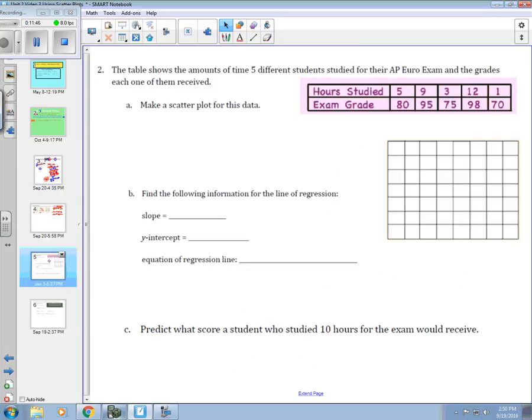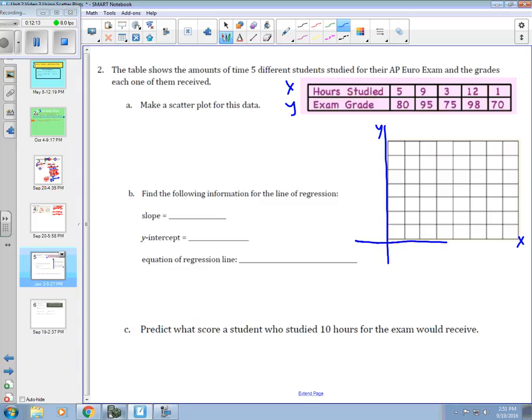Let's try another one of those. Okay, number 2 here. This table shows the amounts of time 5 different students studied for their AP Euro exam and the grades each of them received on the test. Make a scatter plot for this data. So just like we did before, you got an X and a Y. On our table over here, we need to have an X and a Y on there.